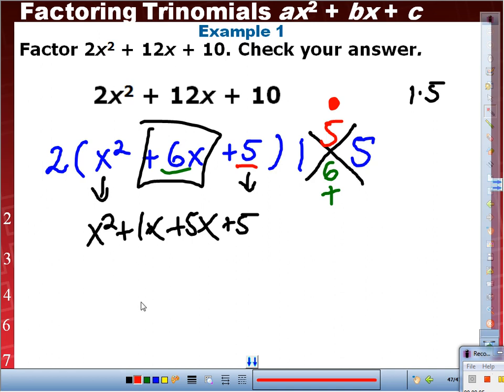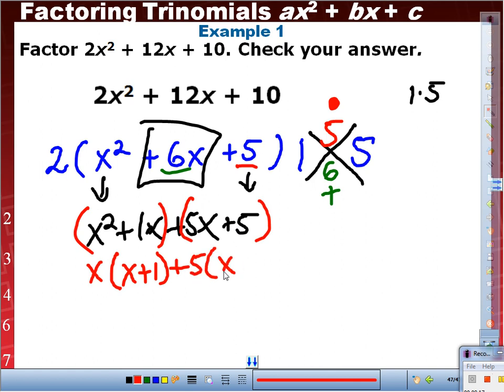And now, as Jessica said, group or factor by grouping. Group. GCF here is x. We're left with x plus 1. GCF here is 5. We're left with x plus 1. Therefore, my factors are x plus 1, x plus 5. However, look up, please. Look up.